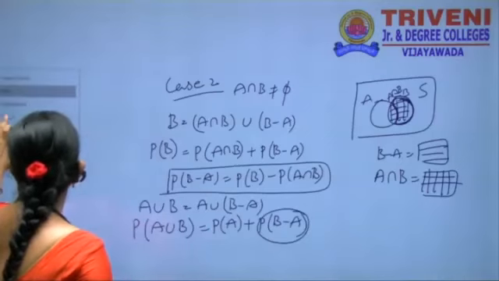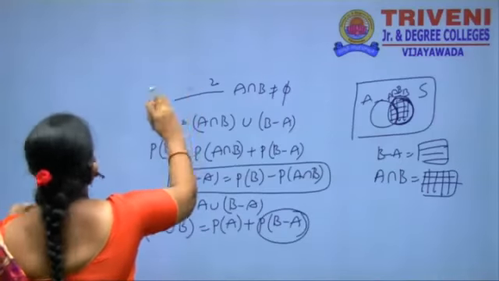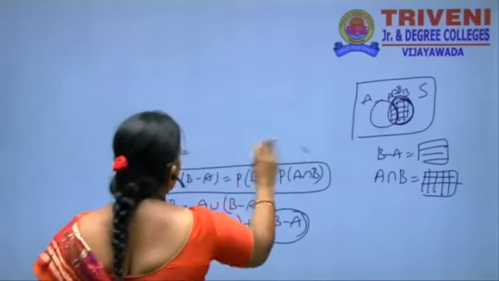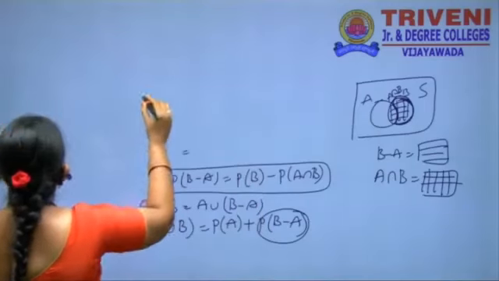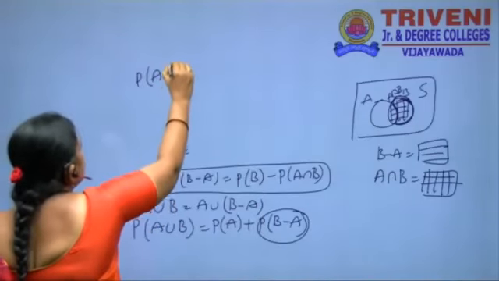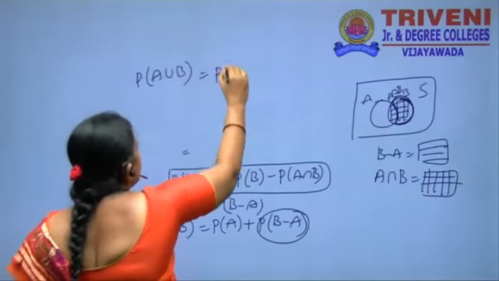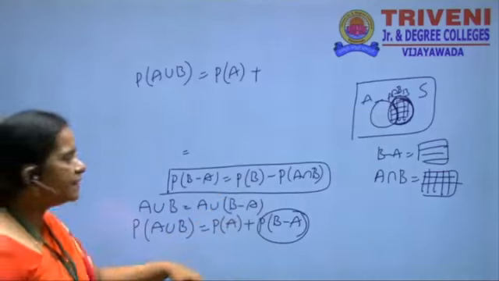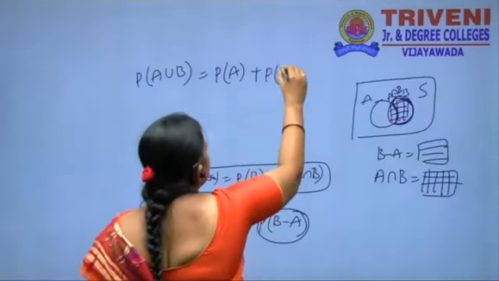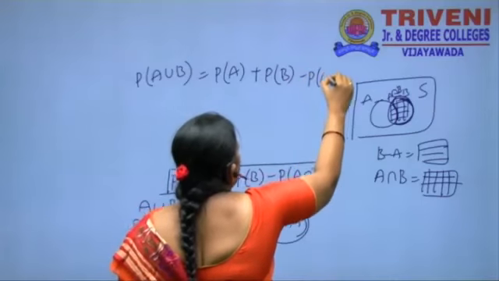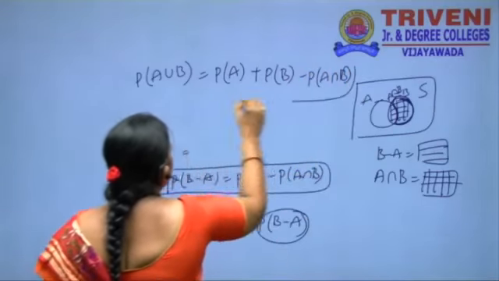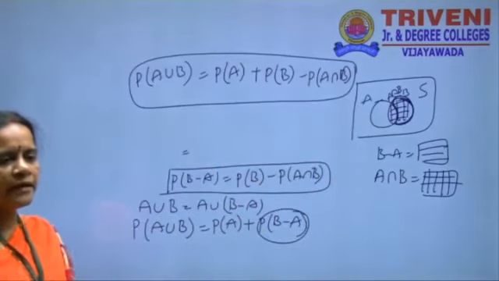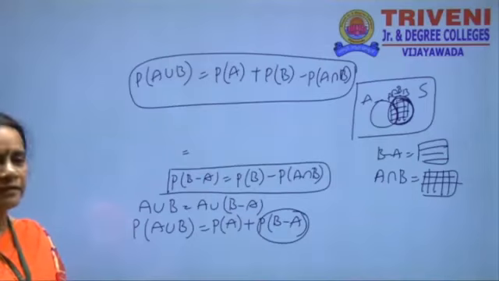Already you know the value of P of B minus A, so substitute it here. Then P of A union B is equal to P of A, and in place of P of B minus A we put P of B minus P of A intersection B. Like this we have to prove the theorem in two cases. The first case is A intersection B is equal to phi, and the second case is A intersection B is not equal to phi.